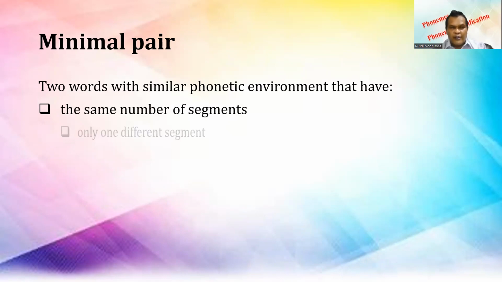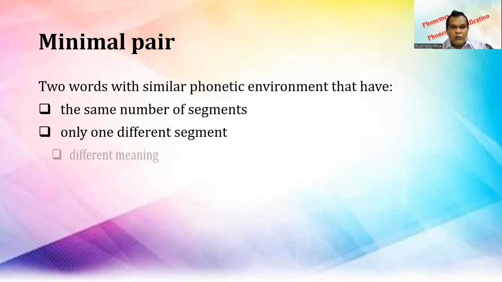The second one is the two words have only one different segment. In each of the words, we can only find one sound which is different. And the last one is the two words have different meaning. So this is what we call a minimal pair.